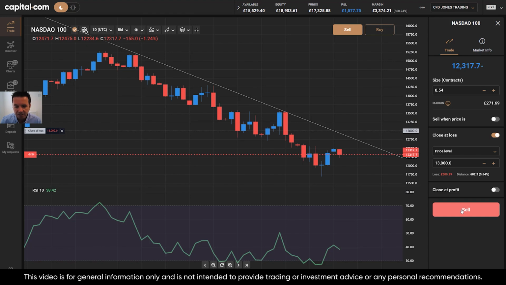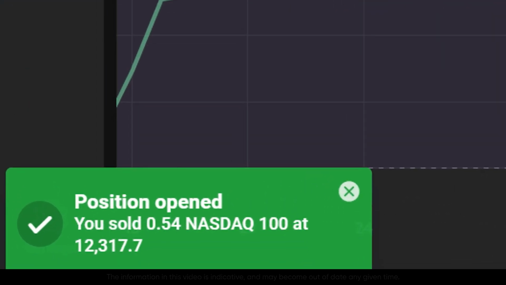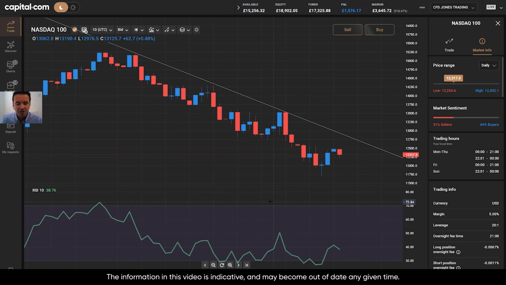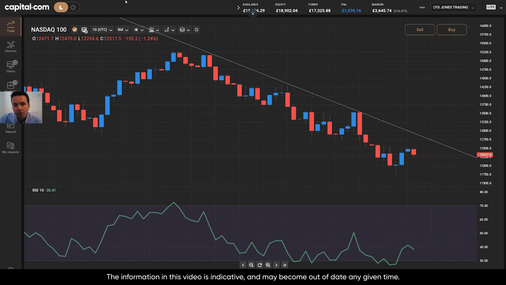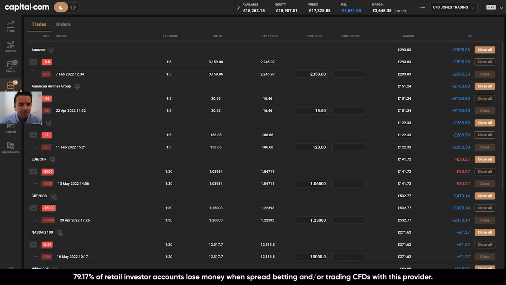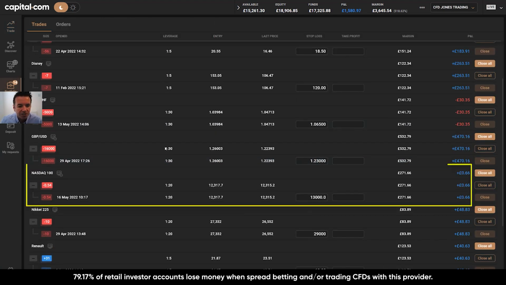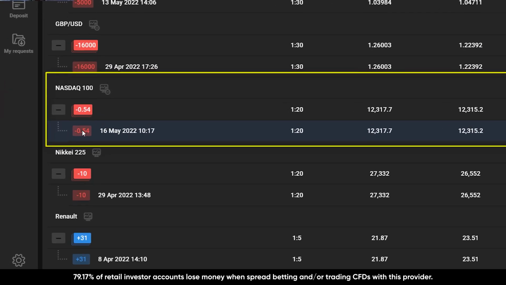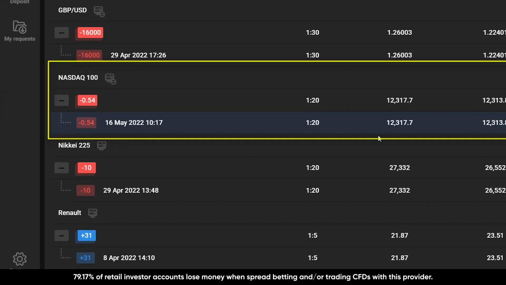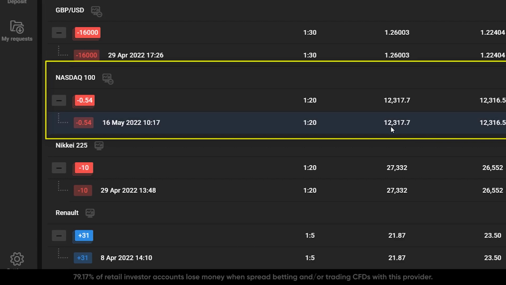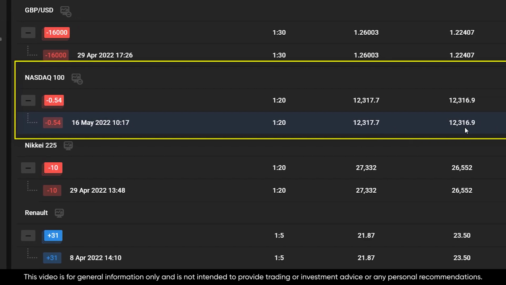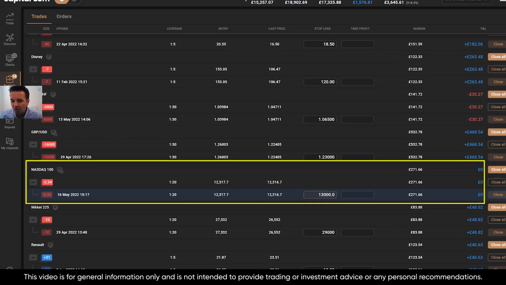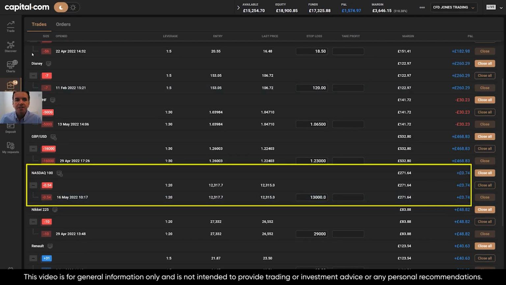So to open it, we click on sell, and the confirmation goes through, selling 0.54 Nasdaq at 12,317.7. So now I'm positioned to profit if the Nasdaq slides. And if that slides, I'll make money. If the Nasdaq goes up, I'll be losing money, but I've got my stop loss to protect me. And if I take a look in my open positions now, there's the trade we just did, selling 0.54 Nasdaq 100 at 12,317.7. The market is pretty much where I opened the trade, and my stop loss is in at 13,000. So I'm short the Nasdaq.